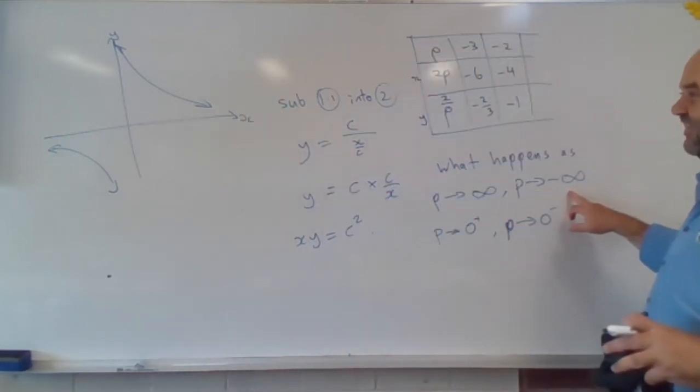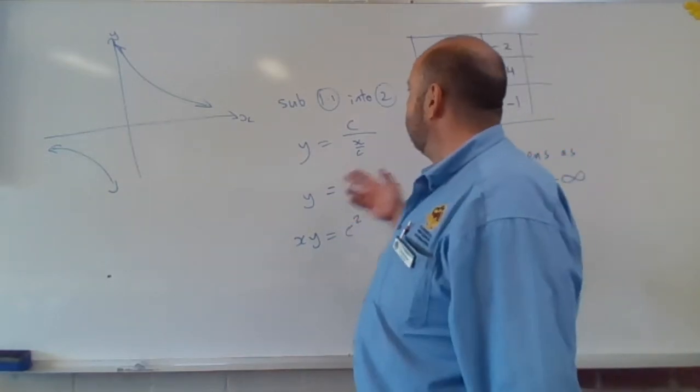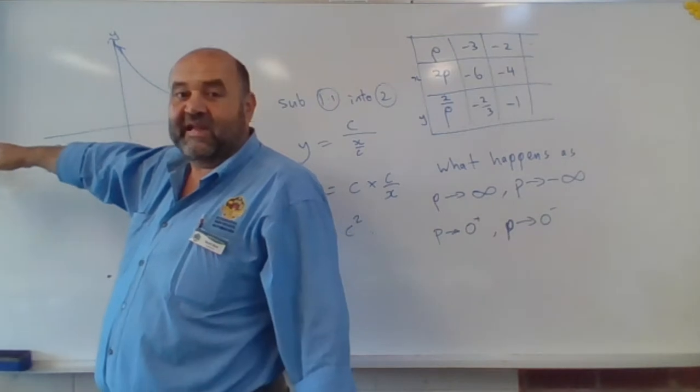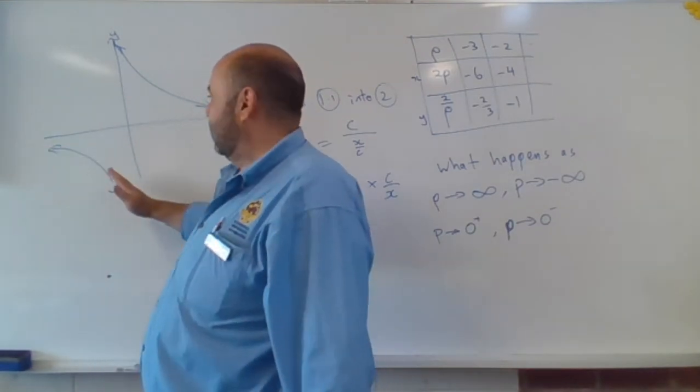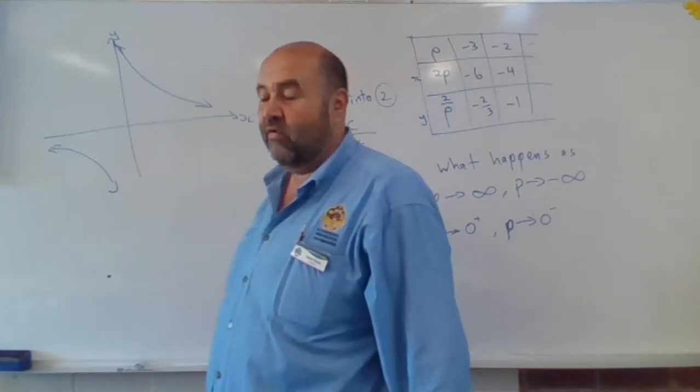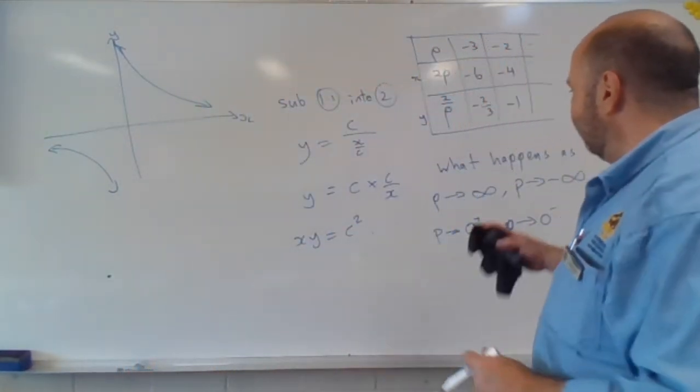What happens as p approaches negative infinity? Well, as p gets to negative infinity, then x gets more and more negative, increasingly negative. And you see what happens to y. y will approach 0 from below. So let's give a little bit more detail.